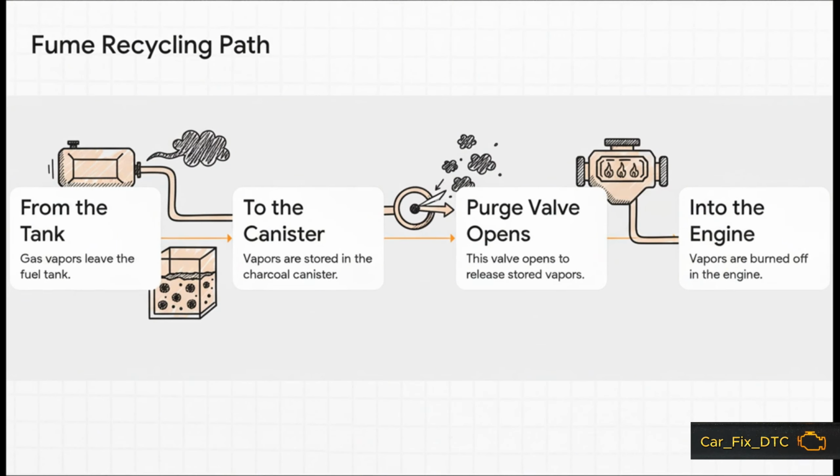So here's the journey those fumes take. Vapors naturally build up in your gas tank, right? Well, they travel down a line to this thing called a charcoal canister. Think of it like a sponge that just soaks them up. Then, once your engine's running, under the right conditions, a little valve, the purge valve, opens up and the engine's vacuum just sucks those stored fumes right into the engine to get burned off cleanly.